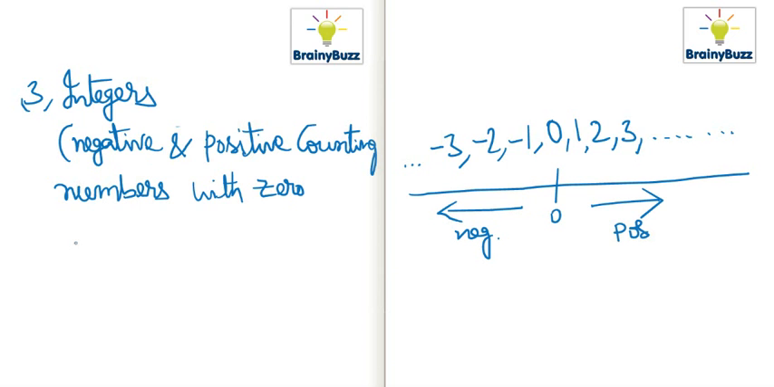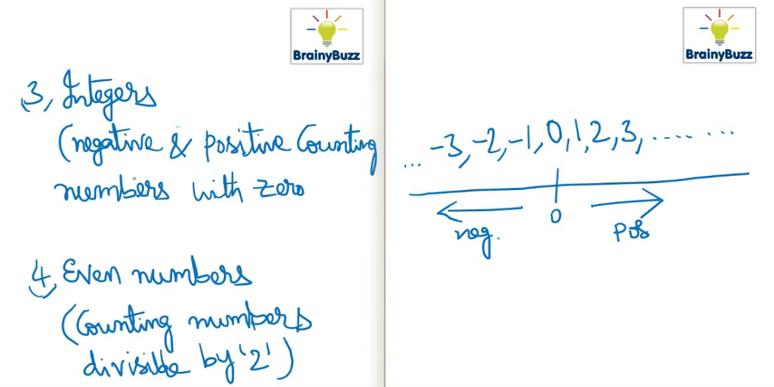And the fourth one is even numbers. Counting numbers which are divisible by 2 are known as even numbers. That means 0, 2, 4, 6 and so on. 2 by 2 is 1. 4 by 2 is 2. 6 by 2, 3 is the answer. So these are called even numbers.